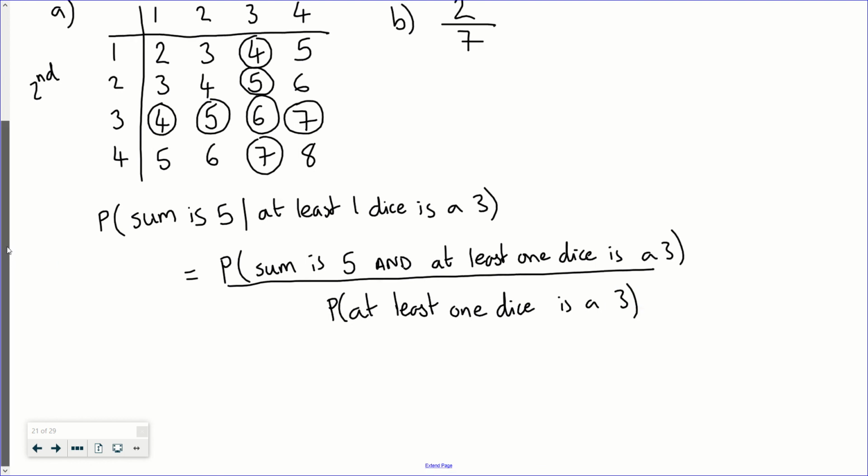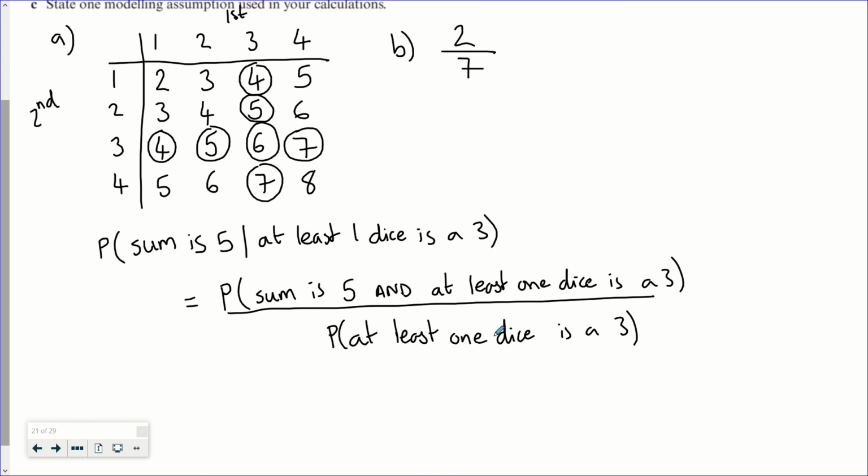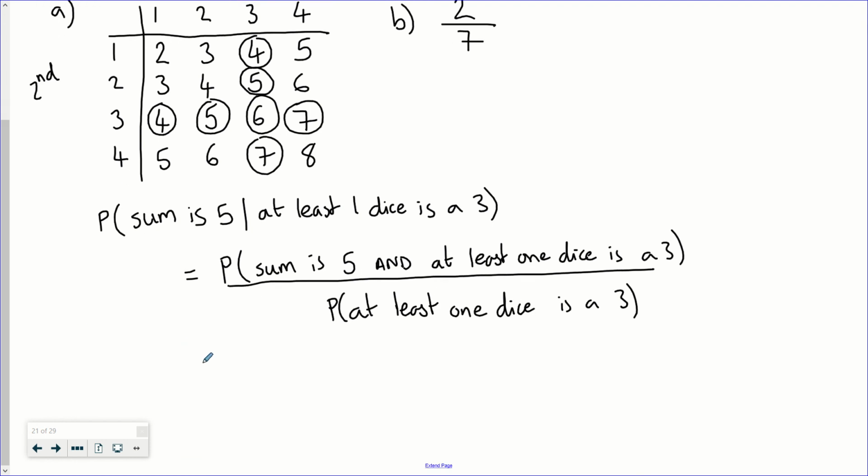So remember, these probabilities now aren't conditional probabilities. This is just saying if I roll these two dice, what's the probability that the sum is 5 and at least one dice is 3? So that's a probability that's going to be out of 16 because there's 16 outcomes in my sample space. Well, there's 2 options where the sum is a 5 and at least one of the dice is a 3. That option there out of 16 and that option there. So that's 2 outcomes out of 16.